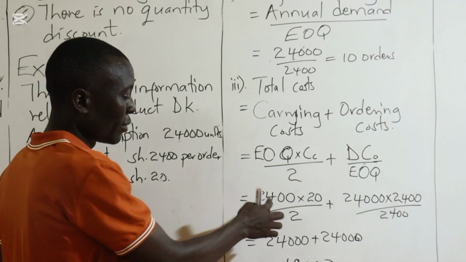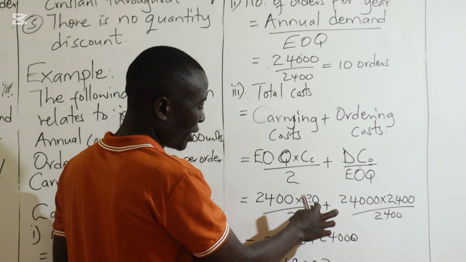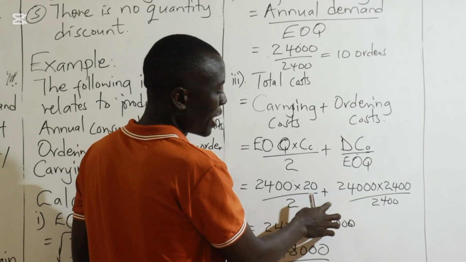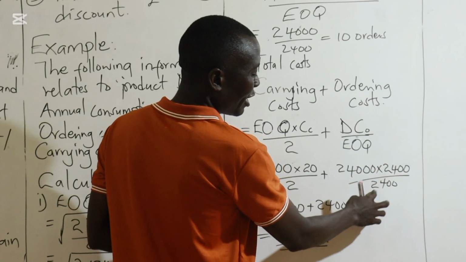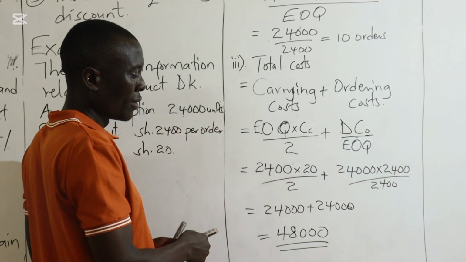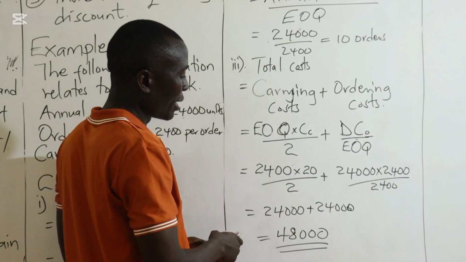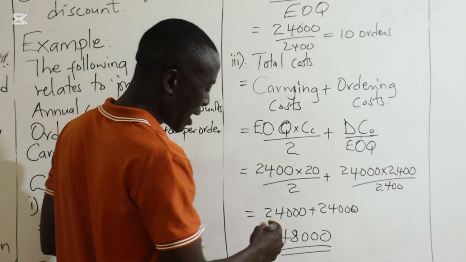And therefore, we have 2,400 times 20 divided by 2 plus 24,000 times 2,400 divided by 2,400, which is the EOQ. And here we get our total costs as 48,000 shillings.